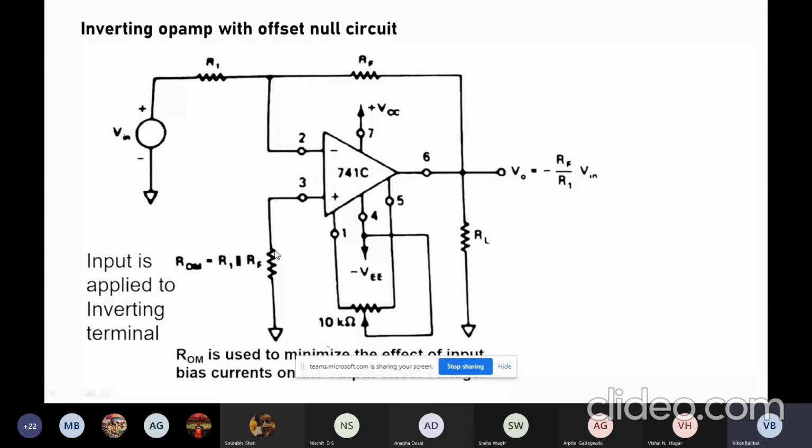So that's what I just showed you in the summing amplifier in the differential configuration. There was one resistance that was connected over here. So that is basically acting as an offset minimizing circuit. The value of this resistance will be the parallel combination of R1 and RF. So this resistance will try to nullify the effect of the input bias currents. So this is how the offset null circuit can be used in the inverting op-amp configuration.